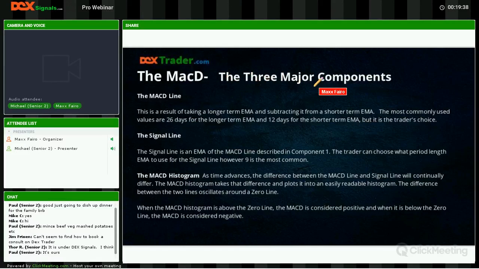Before I do, I want you to know the three major components that make up the MACD. The MACD line itself is the result of taking a longer-term EMA, an exponential moving average, and subtracting it from a shorter-term EMA. This is most commonly used with values of 26 days for the longer and 12 days for the shorter. That's where you get the 26, 12, 9 sometimes. You see that number a lot in the MACD because it's a very popular method, but this is really about the trader's choice. Messing with these numbers will change your overall read of the direction, the trend, and the momentum. So keep it at this level, 26, 12.